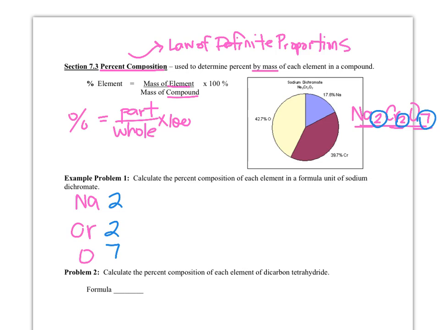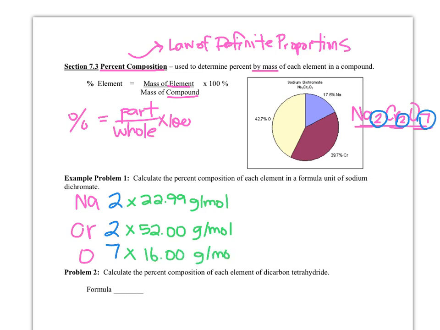And so when you look at that, I'm going to pull mine over here so I can make sure I give you the numbers. On the formula chart I gave you, sodium is going to be 22.99 grams per mole. For chromium, it's going to be 52.00 grams per mole. And for oxygen, it's 16.00 grams per mole. So that is the molar mass of 1, but we have more than 1.